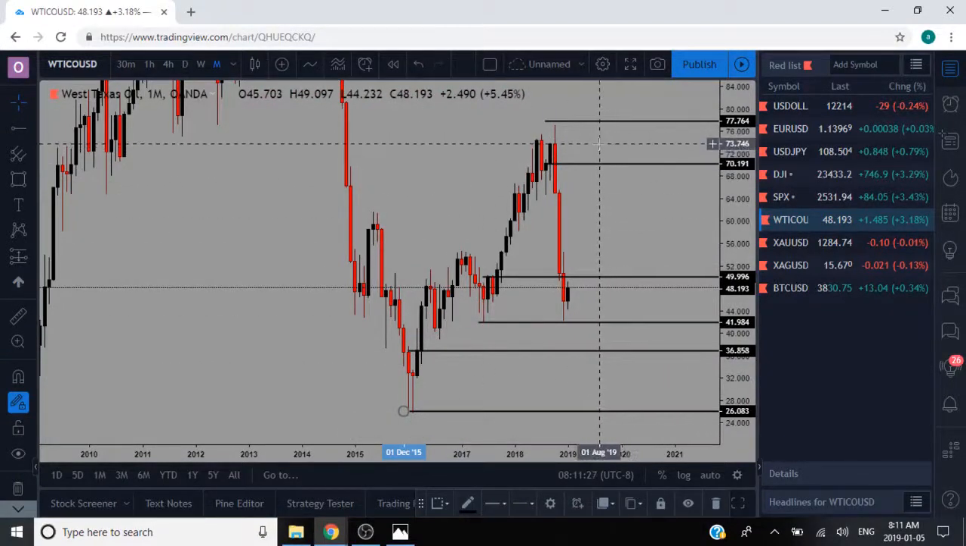Price managed to get up here, maybe look for sells, but right now I think we're going to get a little pop up. Price might manage to get its way back up here, but you're definitely going to get some stalling out here for maybe a couple months before you drop down.